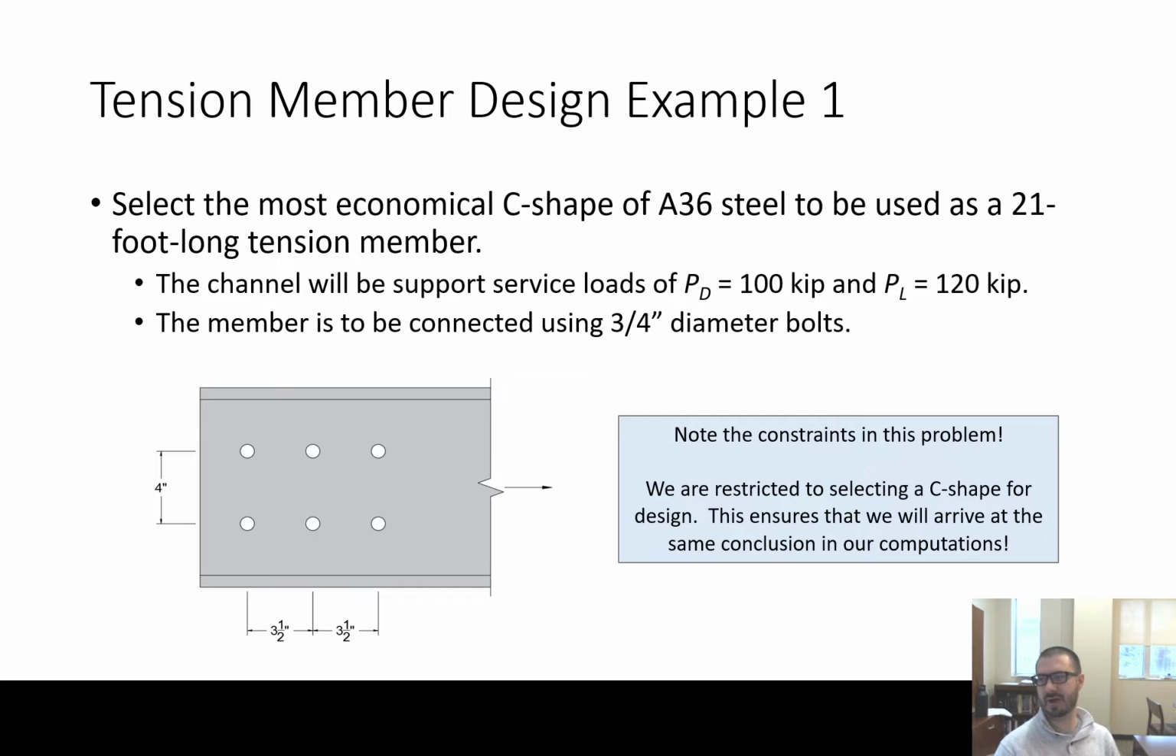We have a dead load of 100 kips and a live load of 120 kips, and so we're going to be selecting a member to resist those loads. We're going to be using this connection configuration, and we've been given 6 bolts, 3.5-inch spacing along the longitudinal direction, 4 inches along the transverse. Again, note the constraints in the problem. We're restricted to selecting a C shape, so that's going to ensure that we all arrive at the same member.